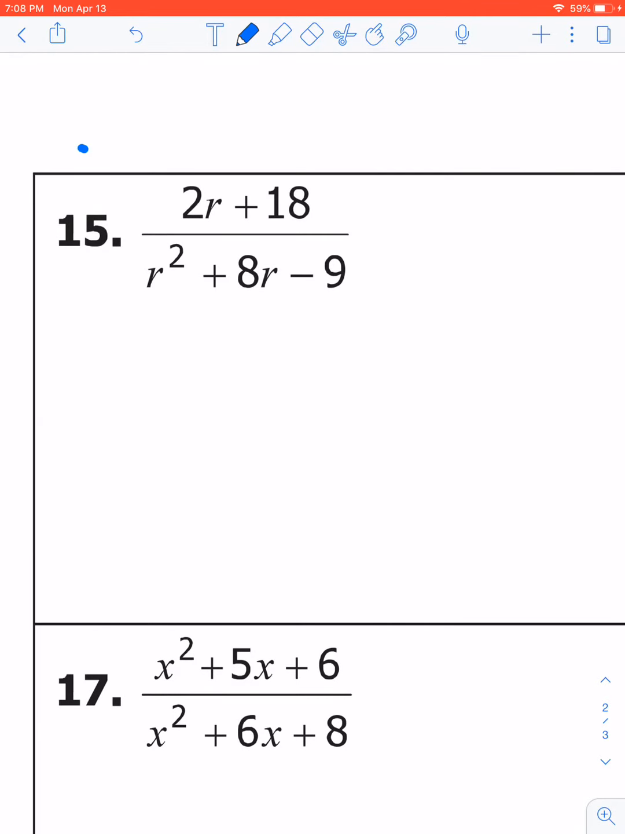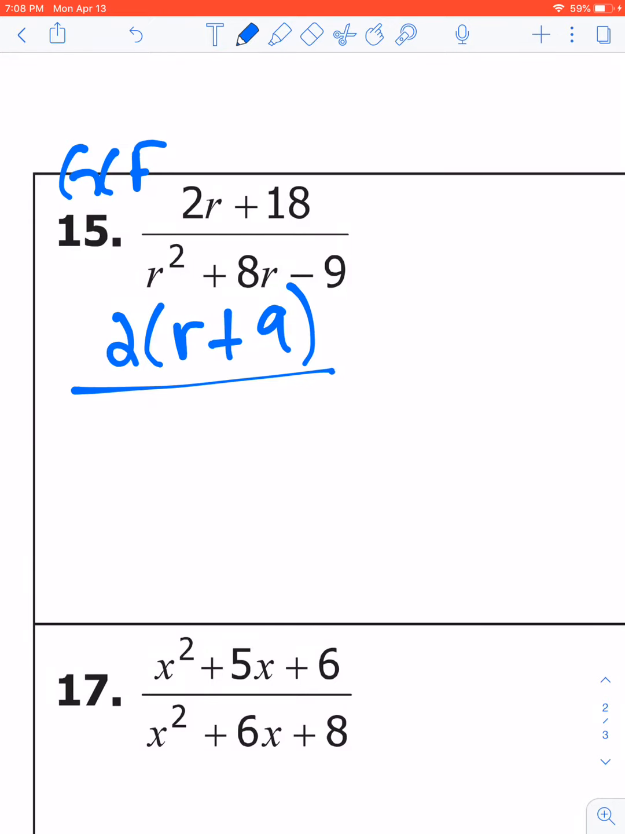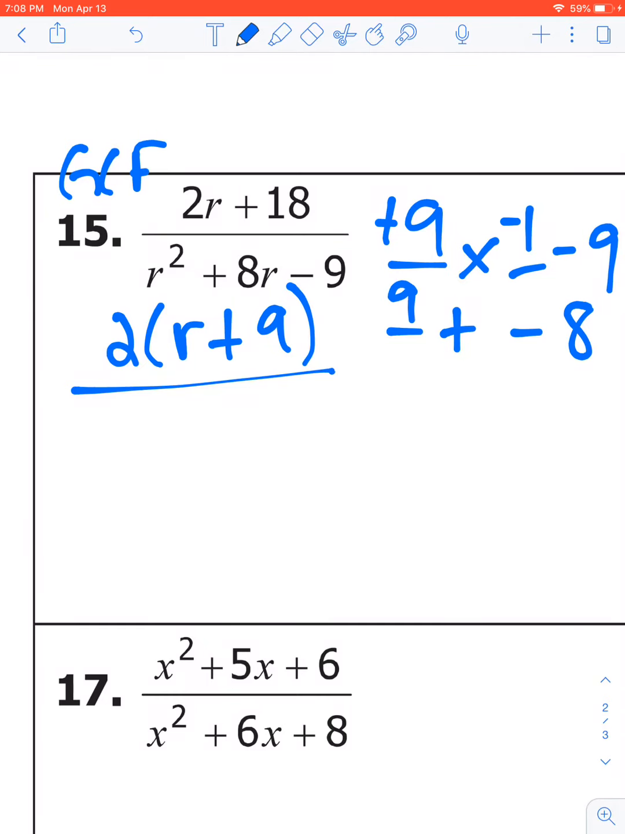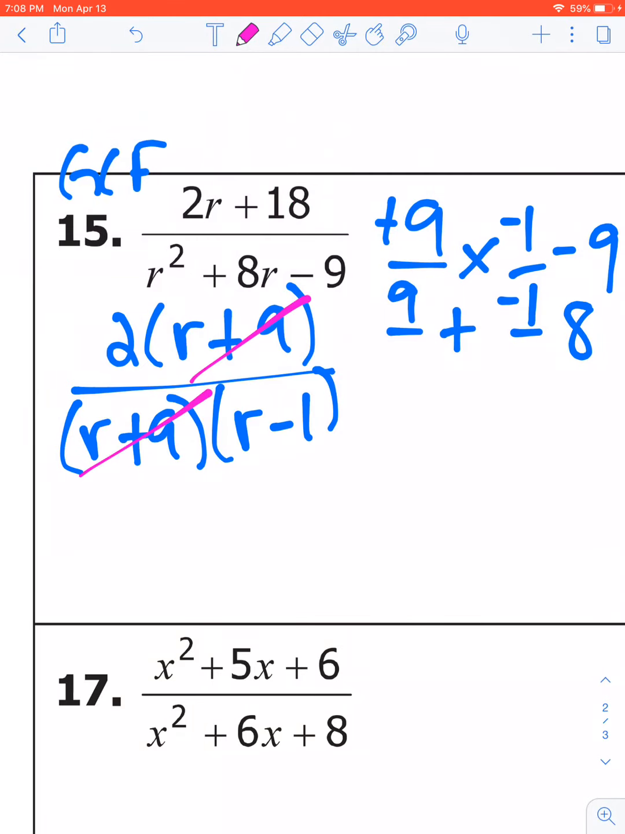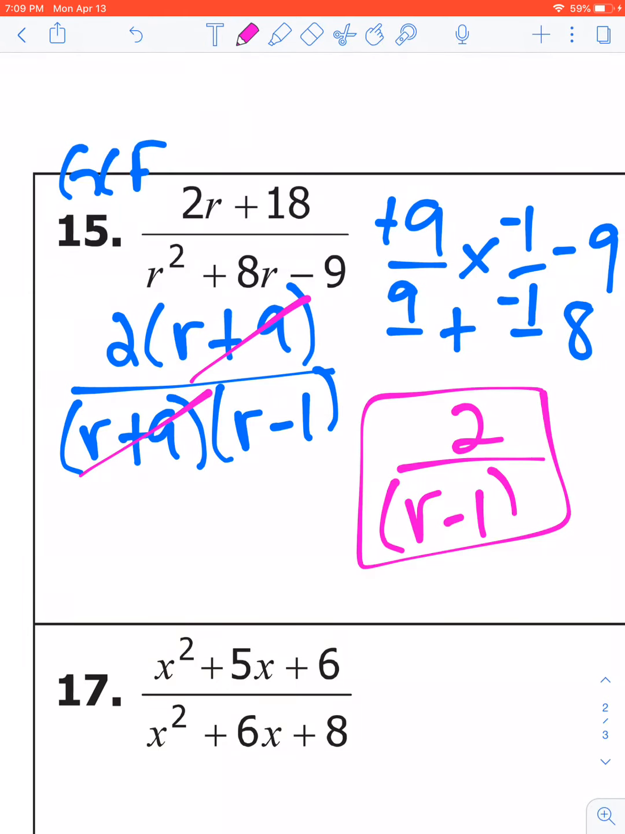On the back, the top is GCF factoring. The bottom is trinomial factoring. So what 2 numbers multiply to give me negative 9, at the same time add to give me 8, and that would be positive 9 and negative 1. The r plus 9s are both binomials, so they cancel, leaving me with the final answer of 2 over r minus 1. Again, if you put that in parentheses, you can write them and it's correct, and if you don't write them, it's also correct, and there is no preference.